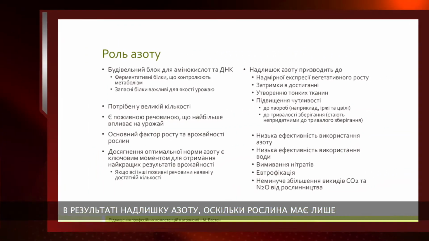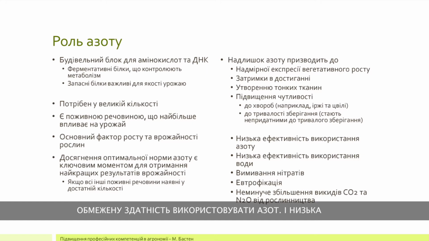As we know, low nitrogen use efficiency is a result of excess of nitrogen because the crop has only a limited capability to use the nitrogen, and low water use efficiency is also another consequence. And as I mentioned, nitrate leaching and eutrophication are environmental impacts we like to avoid.